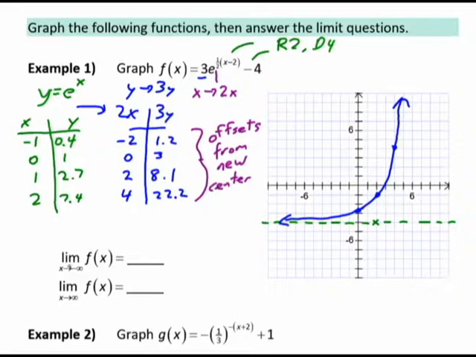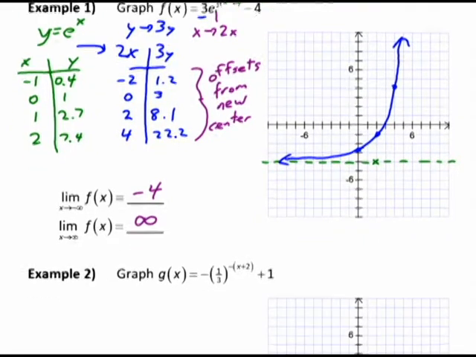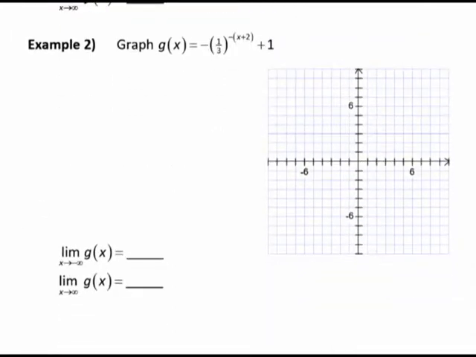Now, these limit statements can be found by looking at the graph. As x decreases without bound, the y value stabilizes at -4. It follows the asymptote. To the right, y increases without bound. Next, we'll look at an example that has some flips and a fractional base.